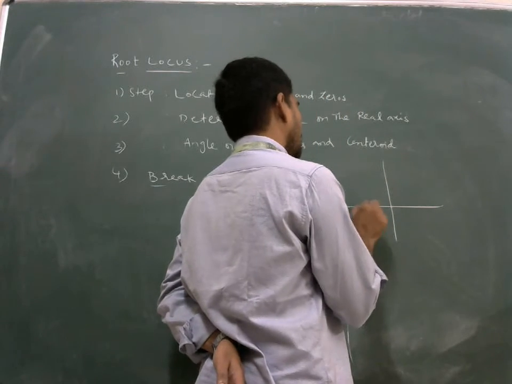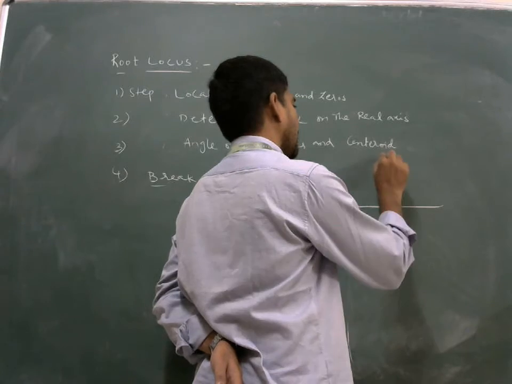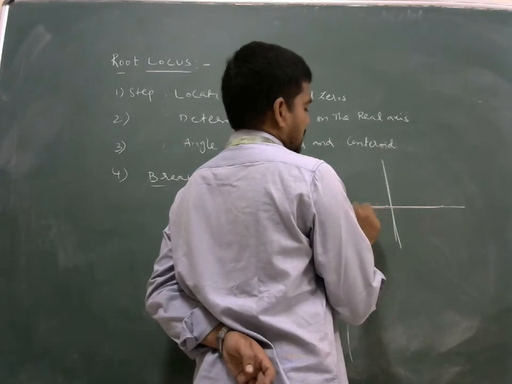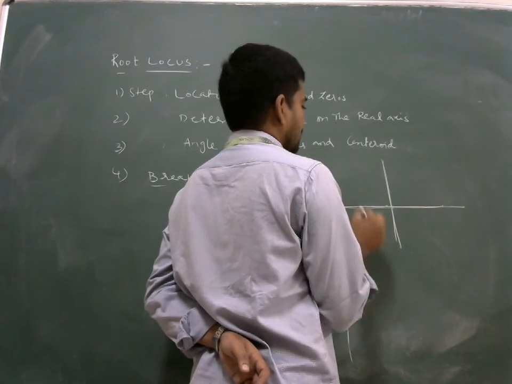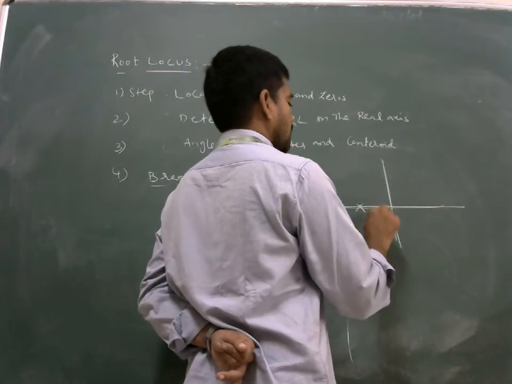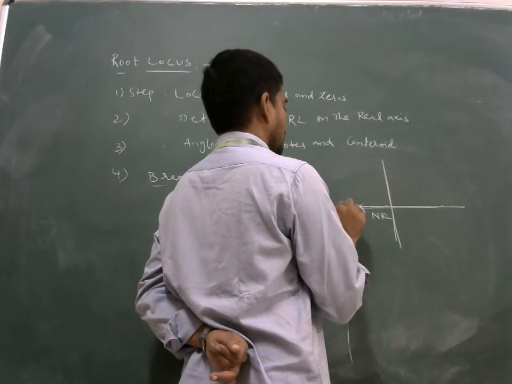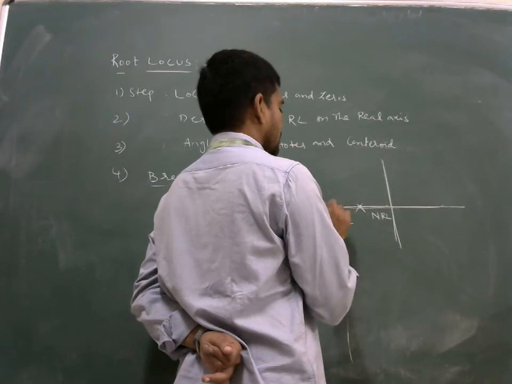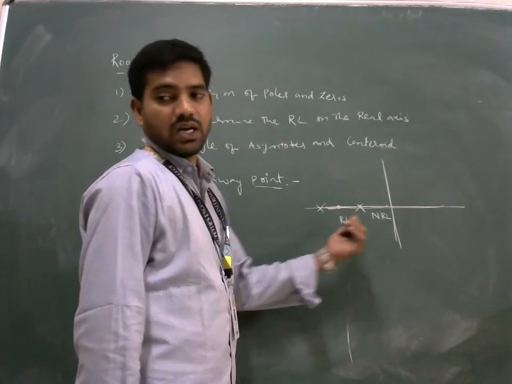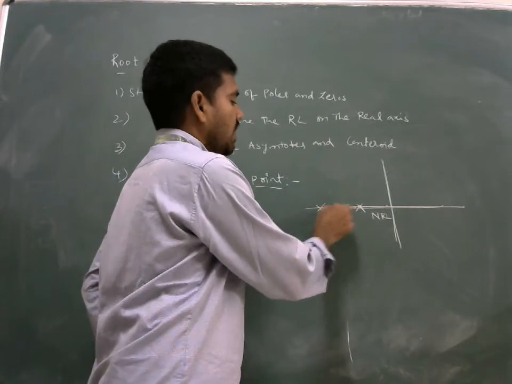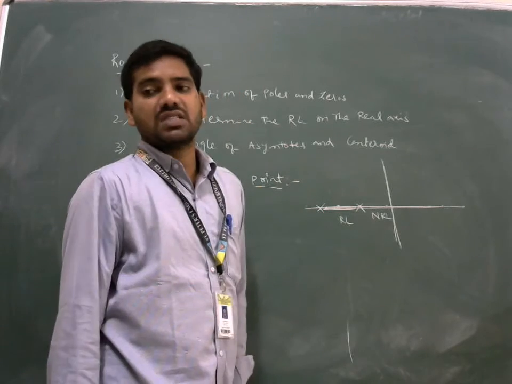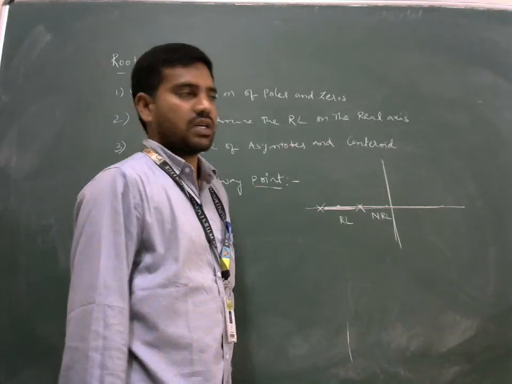For example, I have a root locus like this. The name itself, breakaway. This is a root locus part and this is not a root locus part. Why? Because if you consider a particular point on the right hand side of that point, only one pole is there, so the root locus will exist. How many paths are we going to get? Two paths.